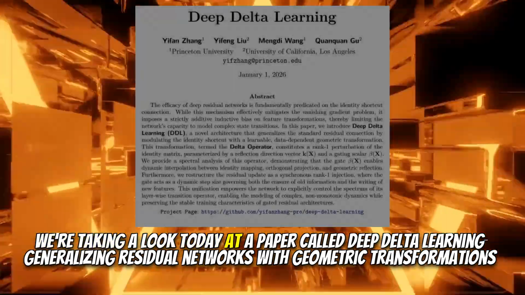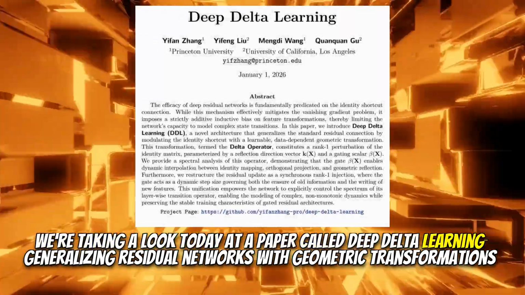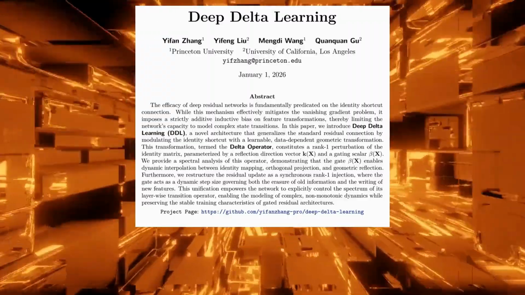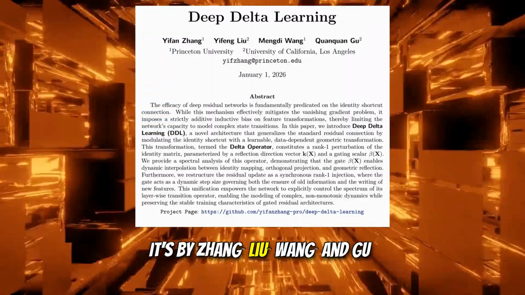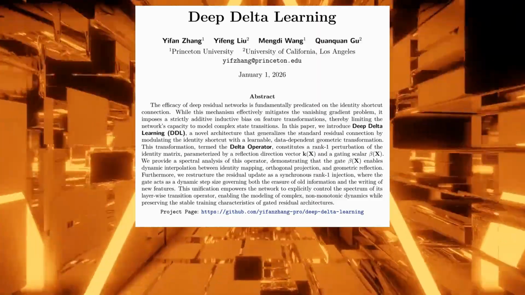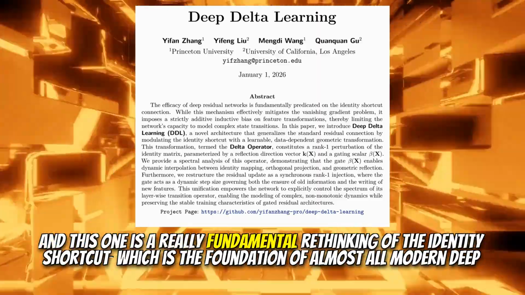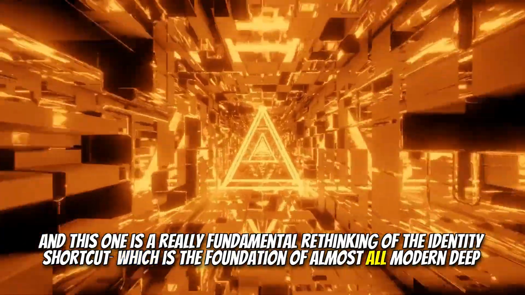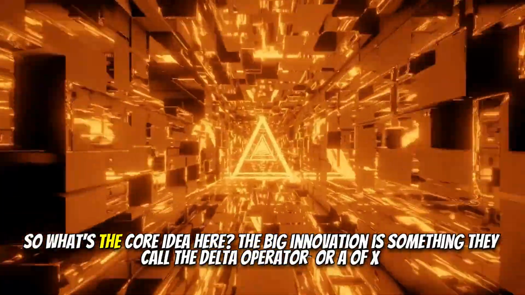We're taking a look today at a paper called Deep Delta Learning, Generalizing Residual Networks with Geometric Transformations. It's by Zhang, Liu, Wang, and Gu. And this one is a really fundamental rethinking of the identity shortcut, which is the foundation of almost all modern deep learning. It really is. So what's the core idea here?